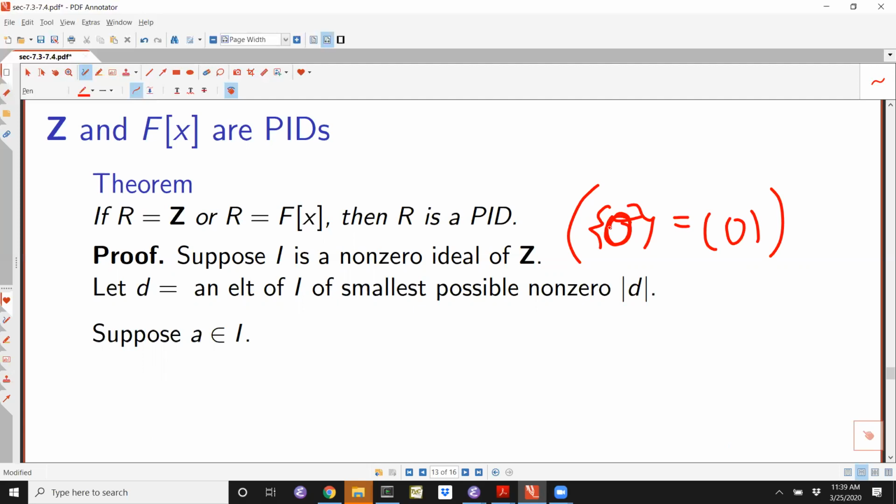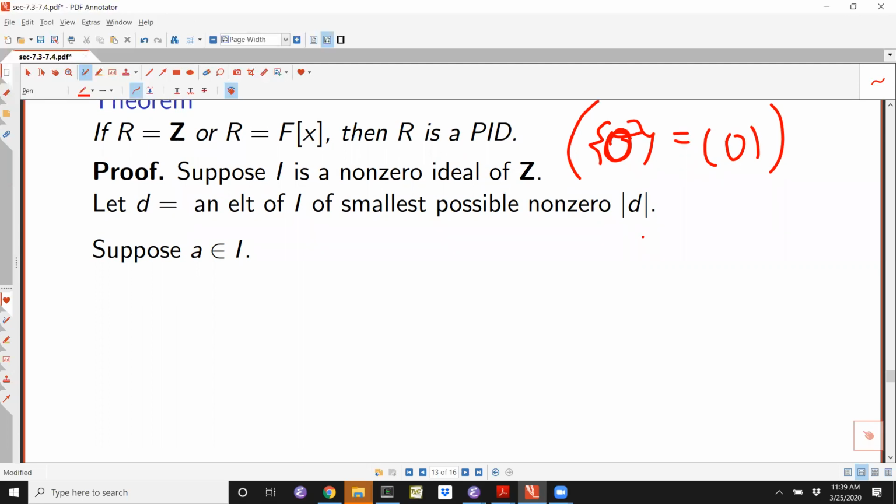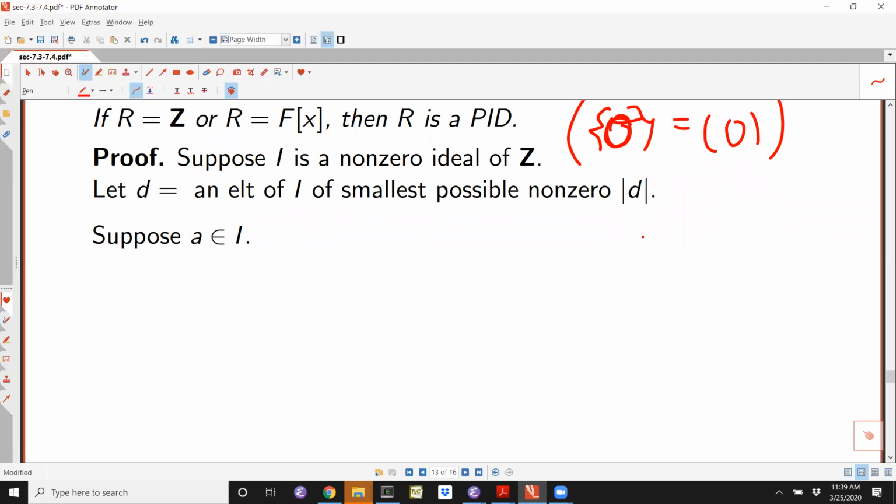So let d be an element of that ideal capital I which has the smallest possible non-zero absolute value. So suppose we have some other element a in I. So remember the signed division? Oh my God, we have to remember something from like week 3. Crazy. All right, as if there was some plan to this course, huh?